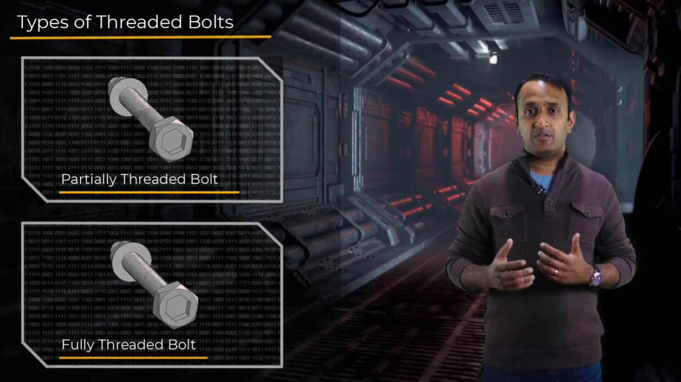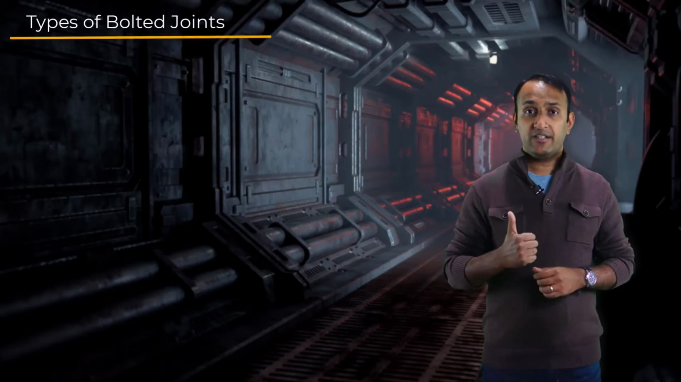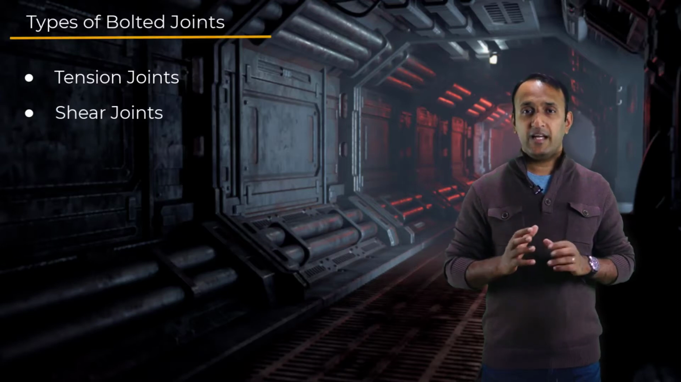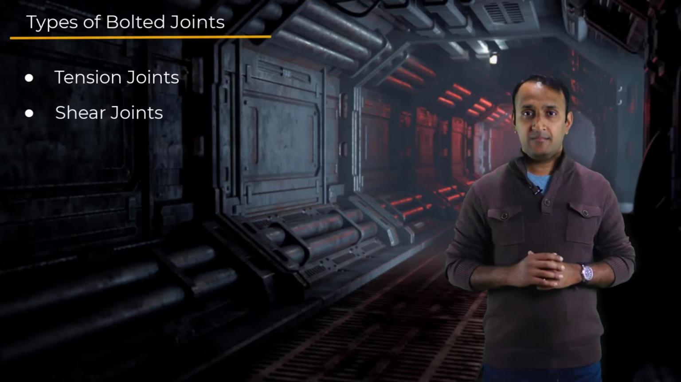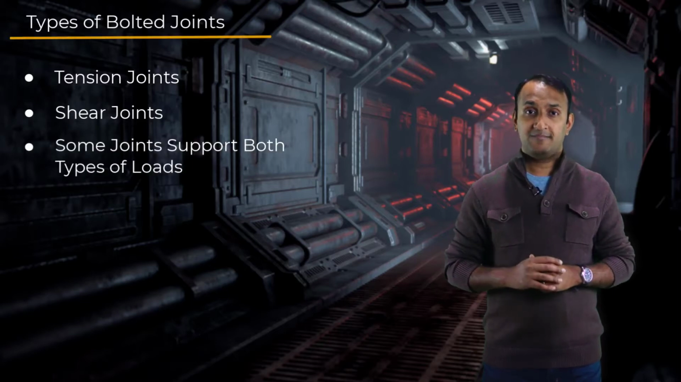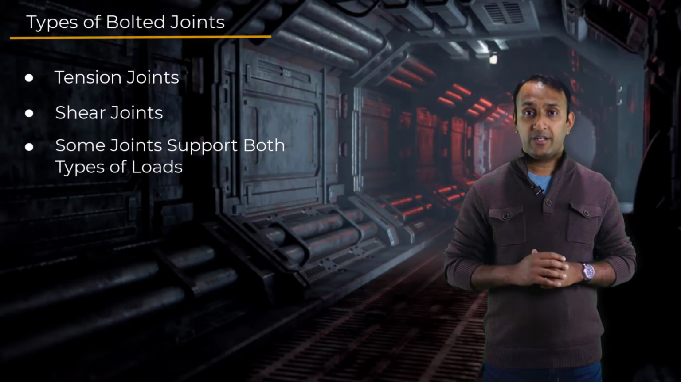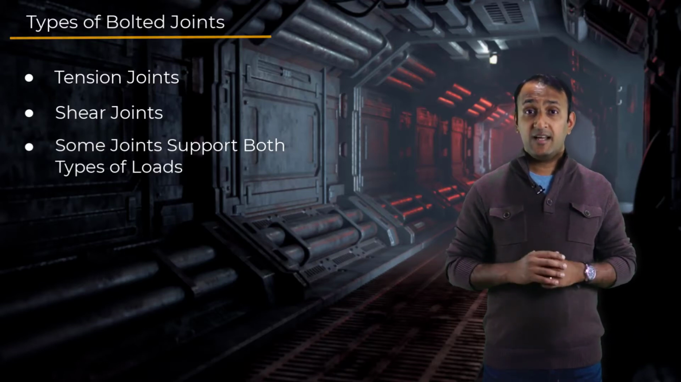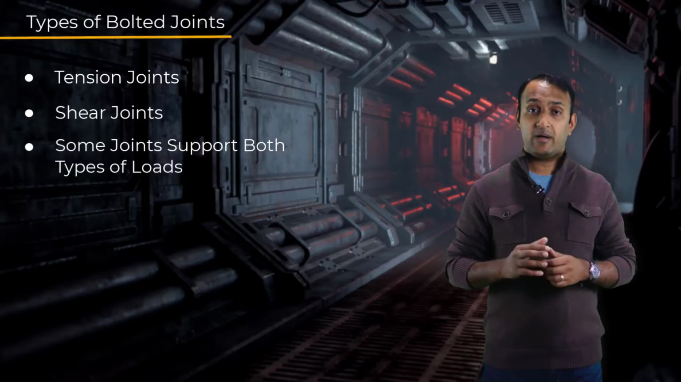Depending on the types of load supported, the bolted joints can be classified into two types: the tension joints and the shear joints. Each type has a different mechanism and therefore has different design requirements. Some bolted joints may need to support both types of loads, in which case the joint shares both design requirements.